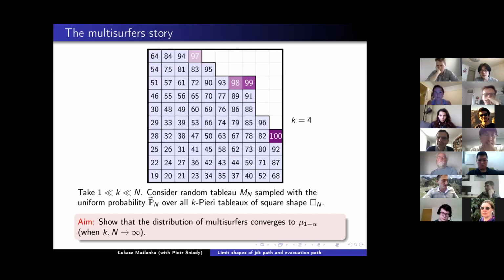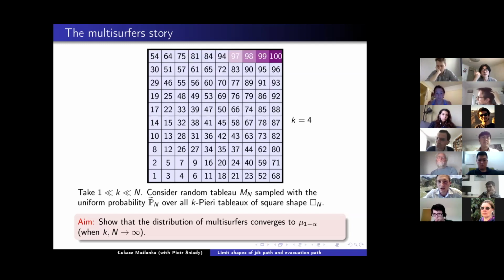We should notice that if k is equal to 1, so we are observing only one biggest box, then we have the same story as before. So we are observing just the box with the biggest number. From now on, these k biggest boxes will be called multi-surfers, and the boxes below them will be called the water. So the multi-surfers are surfing on the water, and if we have only one box to observe, then we call it the single surfer.